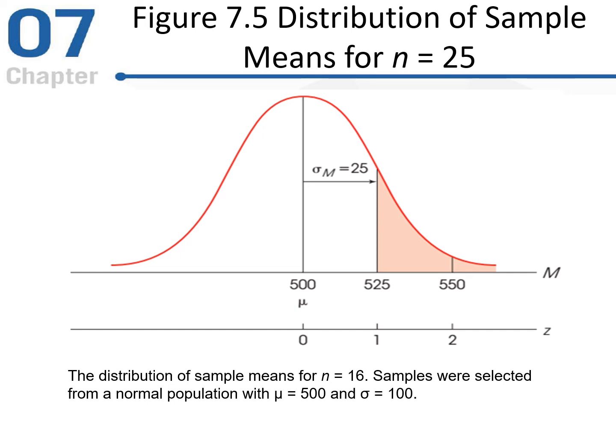We know that the mean of the sampling distribution of the mean is going to be equal to mu, the population mean, which is 500. And we know that the standard error of the mean is equal to sigma divided by the square root of n. Well, sigma here is 100. 100 divided by the square root of 16 is 100 divided by 4, which is 25. So the standard error of the mean in this problem is 25. You see that denoted on the screen.